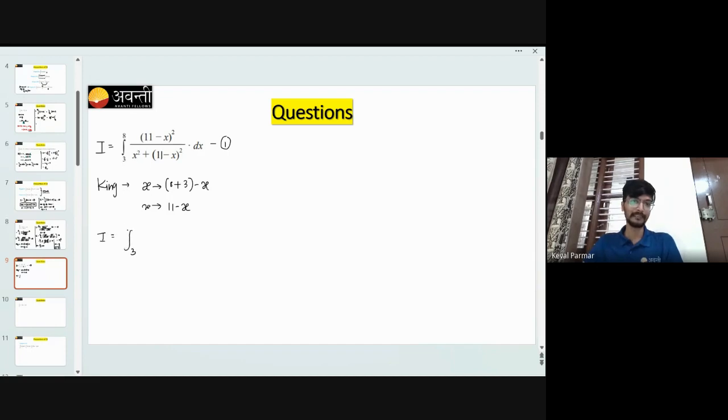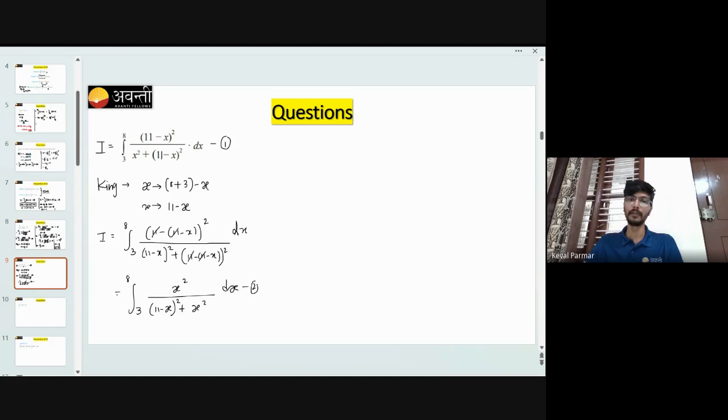I get the integration from 3 to 8, where I replace x with 11 minus x in the integrand, upon (11 minus x) whole square plus (11 minus (11 minus x)) whole square, dx. Now, as you can see, the 11 will get cancelled and I'll be left with the integration from 3 to 8 of x square upon (11 minus x) square plus x square dx. What I'll mark it as?